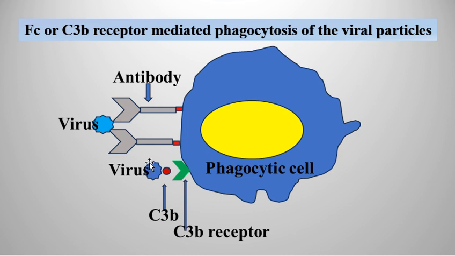However, in some instances, the complement component C3b binds to the virus, and this virus is now able to bind to specific receptors, for example for C3b, on the surface of the phagocytic cell, and overcome the negativity on the surface of the phagocytic cell. So now the phagocytic cell is capable of phagocytosing the virus through the C3b receptor, or it is C3b-mediated phagocytosis.